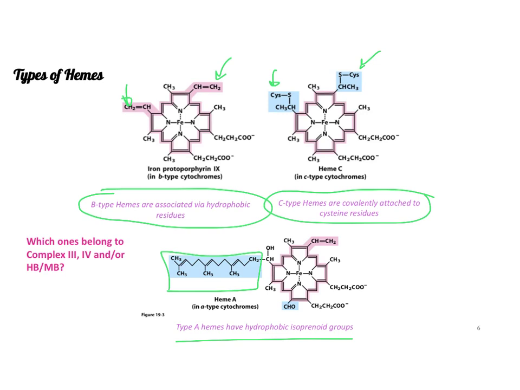Okay, remember the B-type hemes belong to complex 3, and C are complex 3, and then the mobile electron carrier cytochrome C.